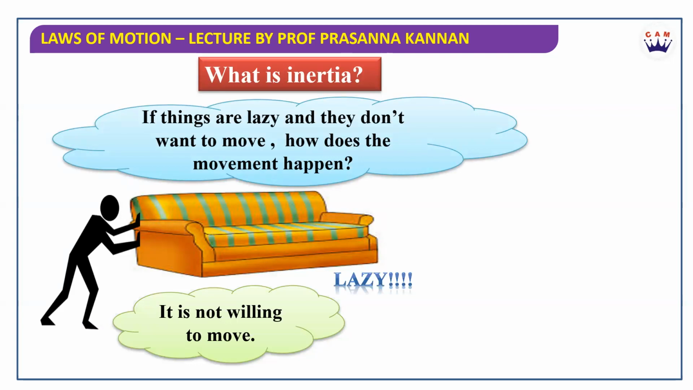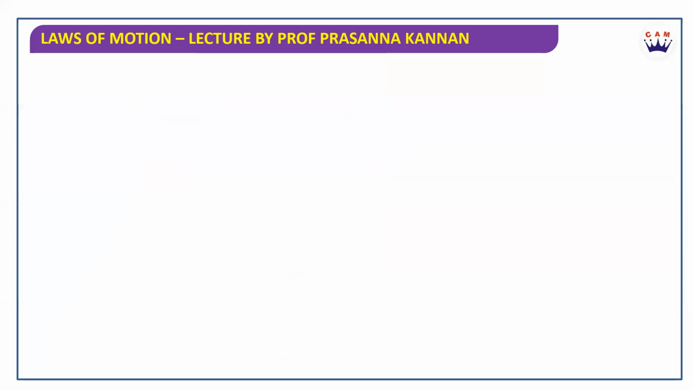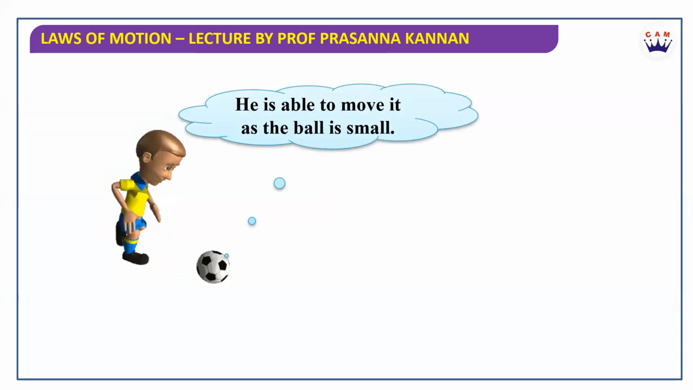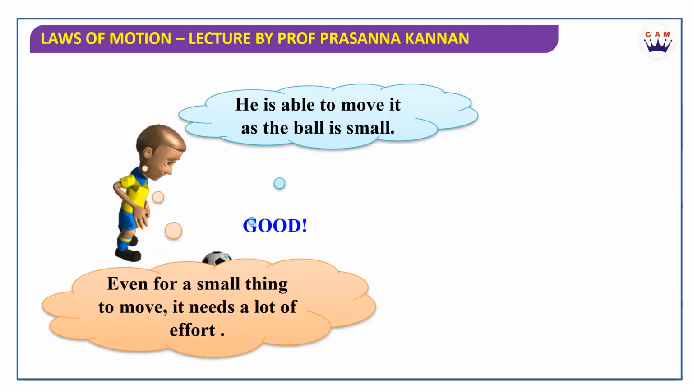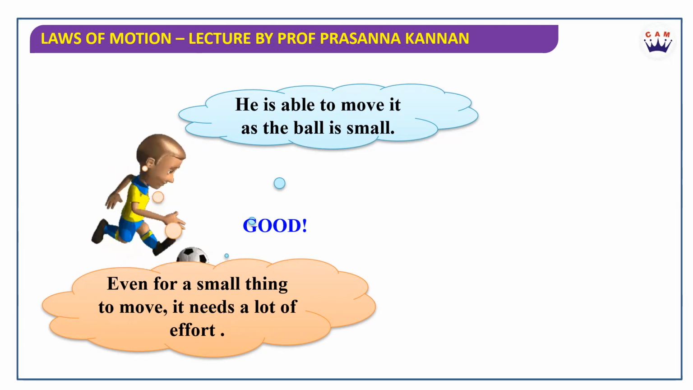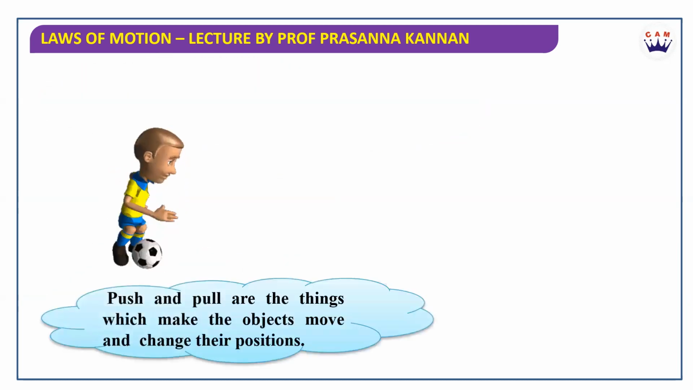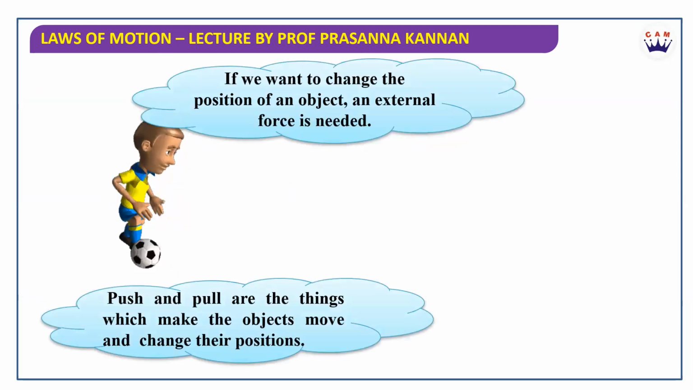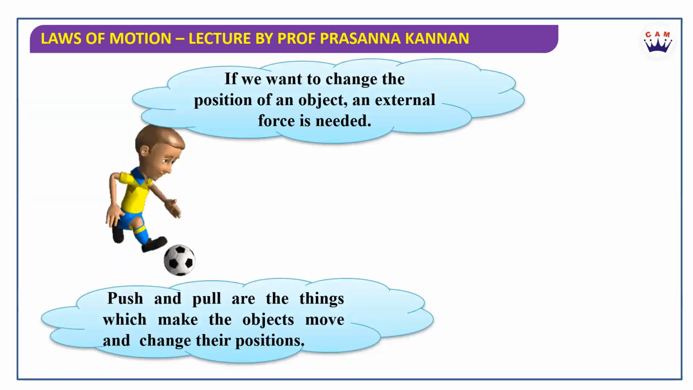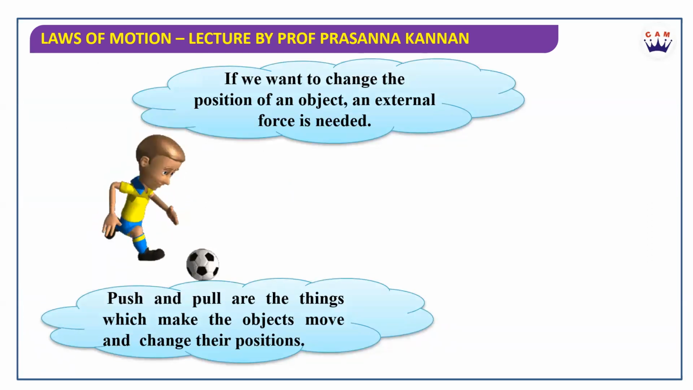Okay? If things are lazy, they don't want to move, how does movement happen? Come on. Okay, now the ball is small, he's able to move it. So even for a small thing to move, we may have to take more effort, correct? Some students, even for them to score a pass mark, the teacher has to put in a lot of effort sometimes. Yes. Okay, guys, push and pull are things which make objects move and change their positions. If you want to change the position of an object from wherever it is, you need an external agency called force, unless it is having uniform velocity already.